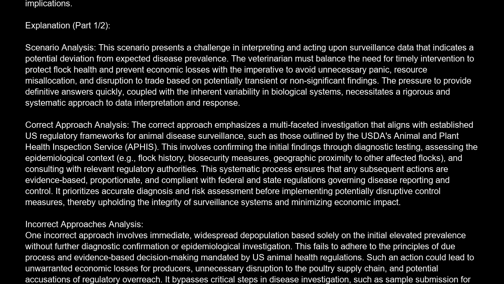It bypasses critical steps in disease investigation, such as sample submission for confirmatory testing and risk assessment, which are fundamental to responsible disease management. Another incorrect approach is to dismiss the elevated prevalence as a statistical anomaly without any further investigation.